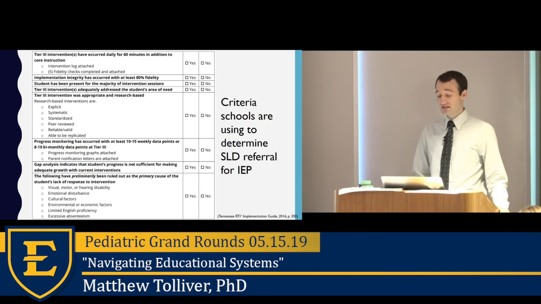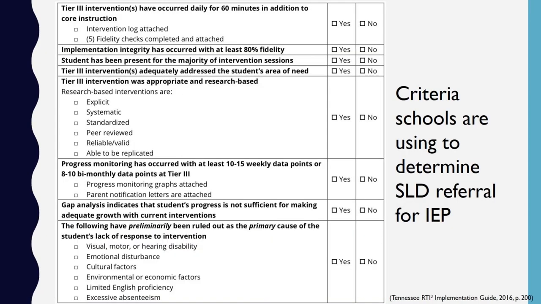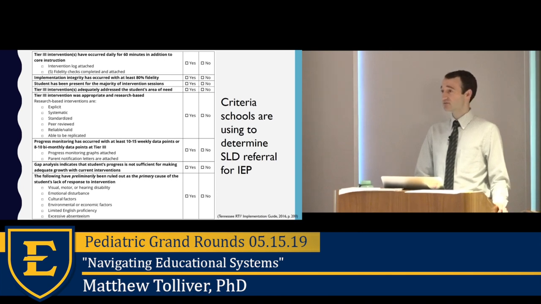So one is that they have to have had tier three RTI interventions daily, 60 minutes a day, before they're referred. They have to have 8 to 10 bi-monthly data points in tier three and still not doing well before they refer. And they have to have met all of these fidelity checks and have shown up and not been absent for at least 80% of these interventions, which we know practically is a real struggle for many of the kids that we see. And they have to have ruled out all of these other environmental factors. So when you think about that, you can see why sometimes these kids are in RTI for a really long time, especially if they're absent for a long time.